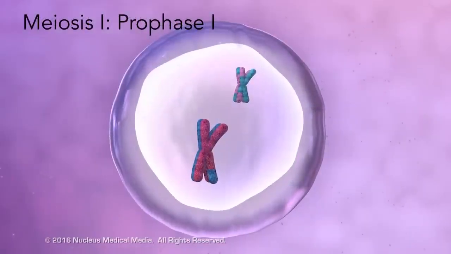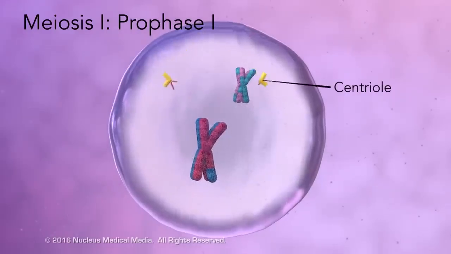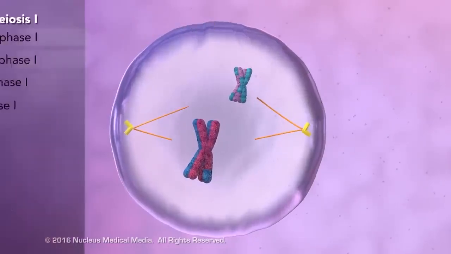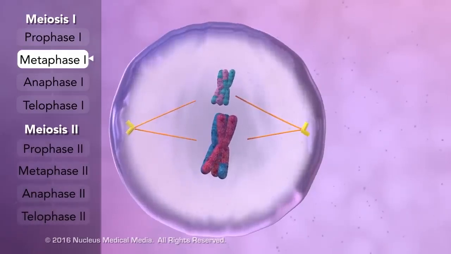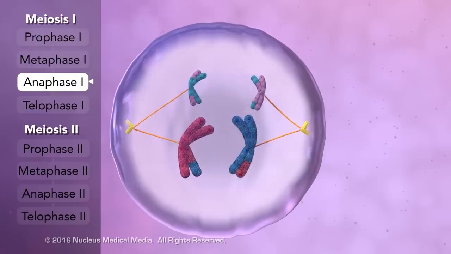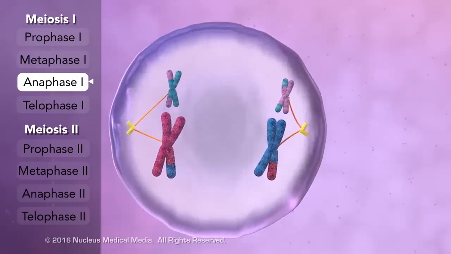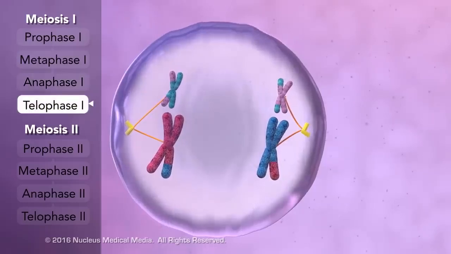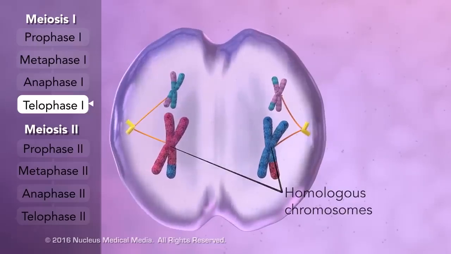Continuing on with prophase I, the nuclear membrane disappears. The centrioles move to opposite ends of the cell, and spindle fibers fan out from them. Next, in metaphase I, the homologous chromosomes line up at the equator and attach to spindle fibers from opposite poles. During anaphase I, spindle fibers separate the homologous chromosomes in each tetrad and pull them to opposite poles of the cell. The cell enters telophase I with 1 chromosome from each homologous pair at separate poles.